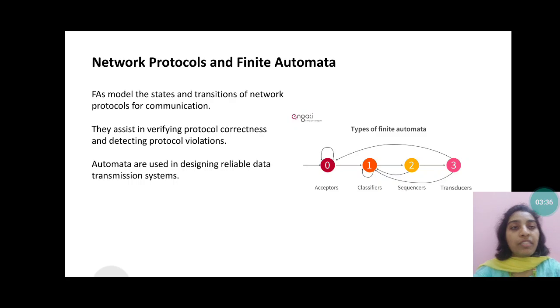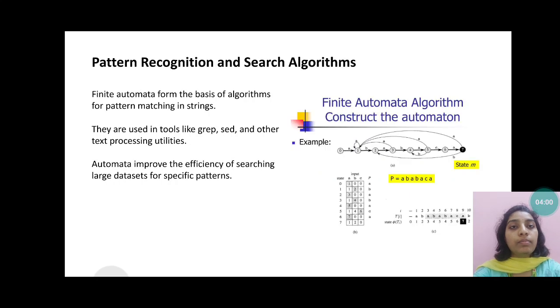Network protocols and finite automata. They model the states and transitions of network protocols for communication, as acceptors, classifiers, sequencers and transducers. They assist in verifying protocol correctness and detecting protocol violations. Automata are used in designing reliable data transmission systems.